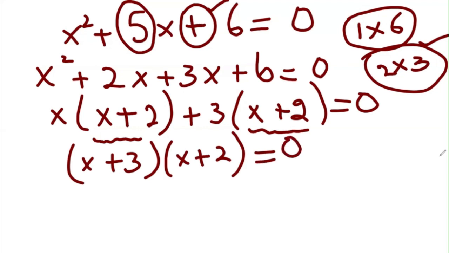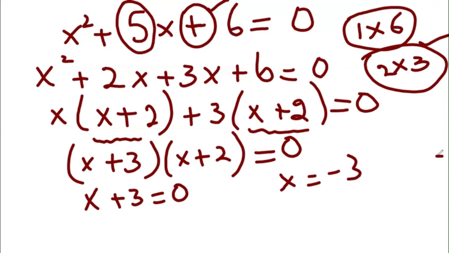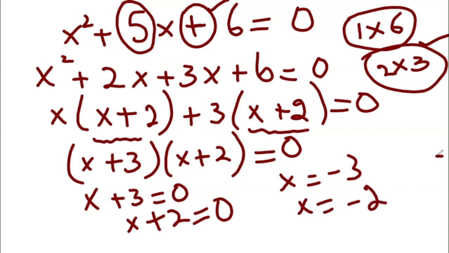So what are the answers? X plus 3 equals to 0 means x equals to minus 3. X plus 2 equals to 0, x equals to minus 2. So this and this, these are the two solution sets. X equals to minus 3 and x equals to minus 2. Let's take another question now.